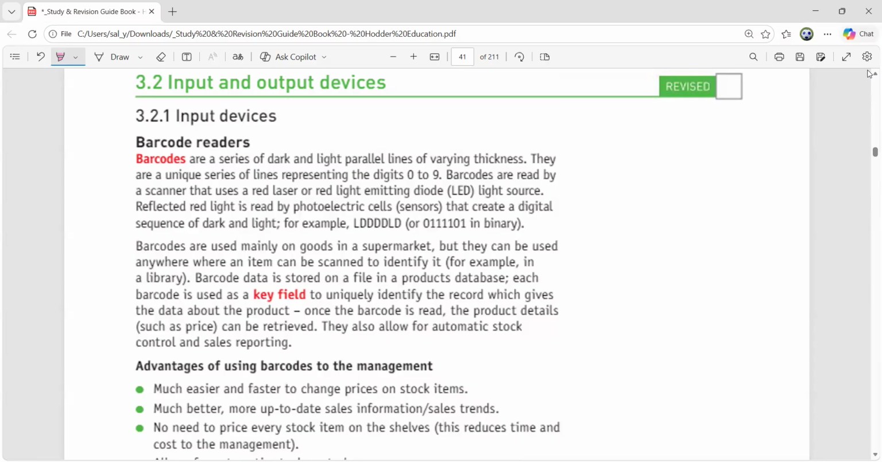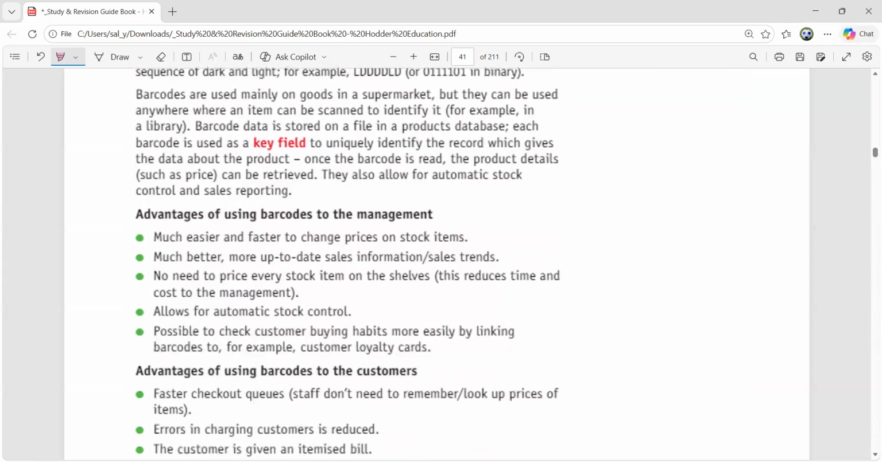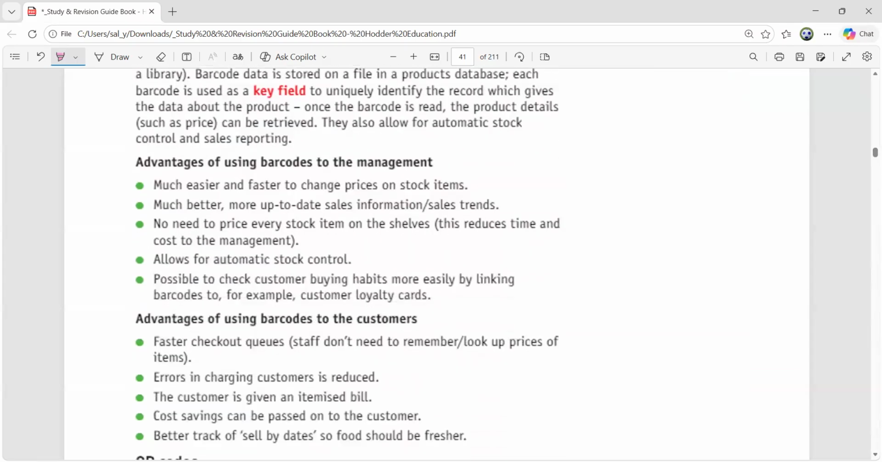Definitely for that, you need to know the advantages of barcode, and you need to know the advantages of QR code, and only then you will be able to answer such a question. Now, very quickly, advantages of barcodes to the customers. So there are advantages to the customers, the advantages to the management. So very first advantage that you can see is automatic stock control. Talking about only a few basic advantages that you need to know.